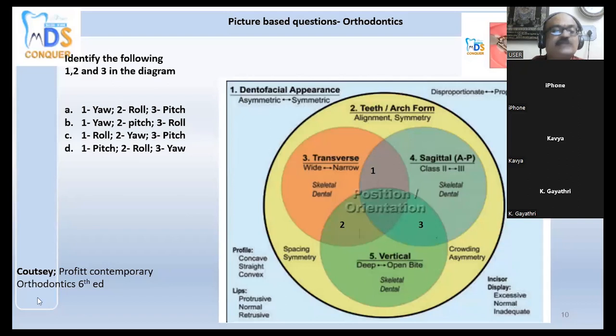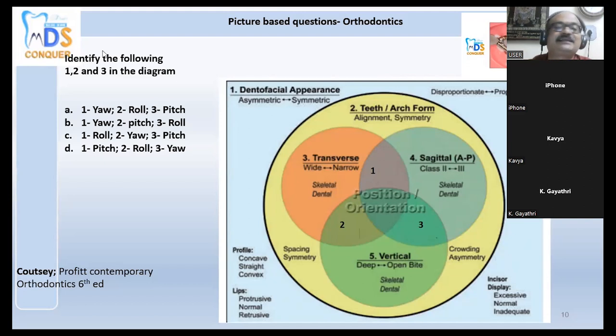Or you can find a question like this. Any of these portions, they can give a question. What is that which is related to transverse and vertical? What is that which is related to sagittal and vertical? You know what is cant of occlusion? We are going to discuss: what is yaw, what is roll, and what is pitch? You should know it. So, okay, one you have answered here, and so many have answered. One, what is 2 and 3? There are so many options here. What is 2 and what is 3? What is 3? Yes, very nice. So you are very well prepared for the NEET exam.